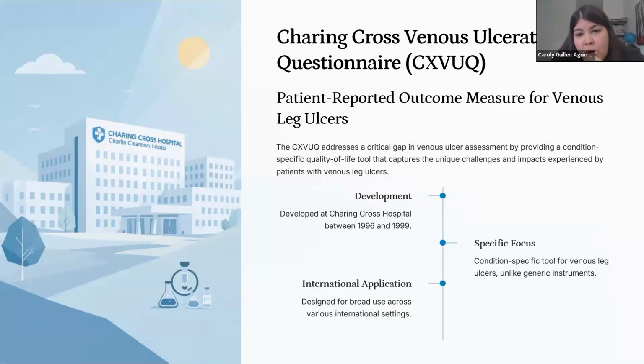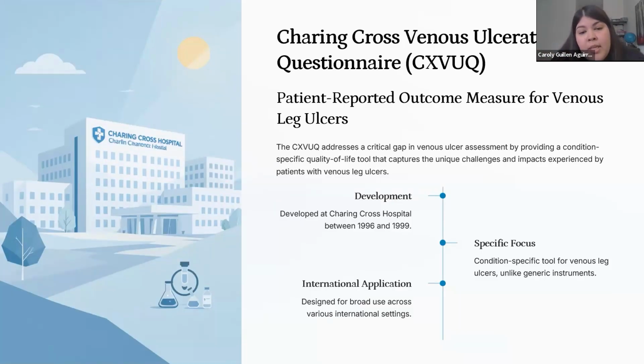And we have the Charing Cross Venous Ulceration Questionnaire. It is a patient-reported outcome measure specifically for venous leg ulcers. So the CXVUQ addresses a critical gap in venous ulcer assessment by providing a condition-specific quality of life tool that captures the unique challenges and impacts experienced by patients with venous ulcers.